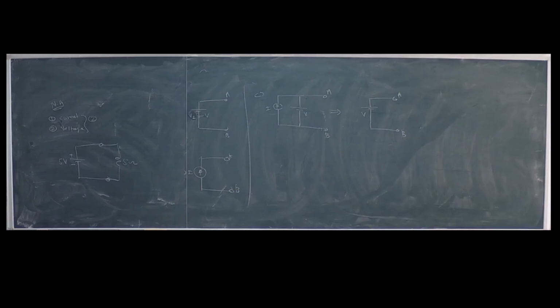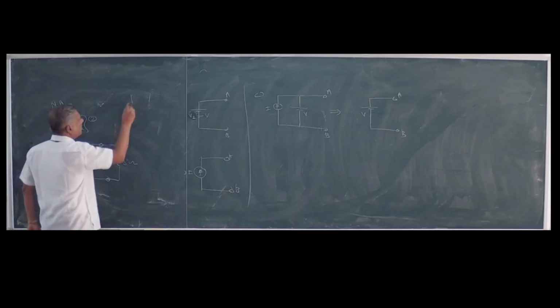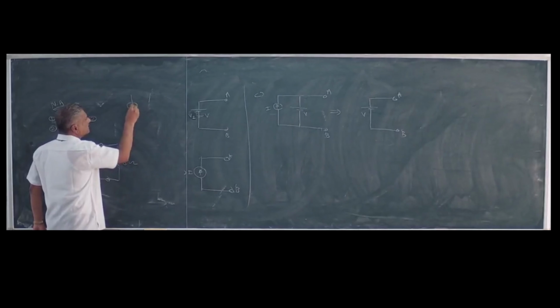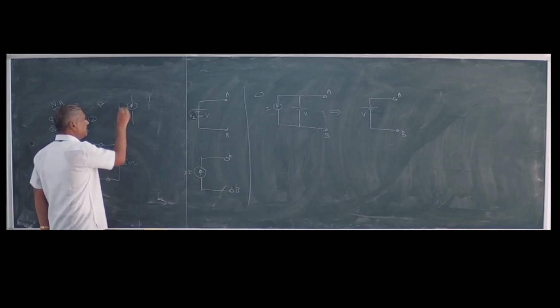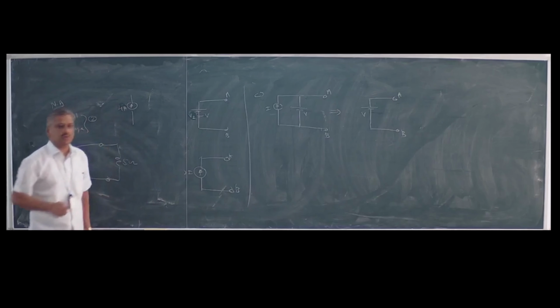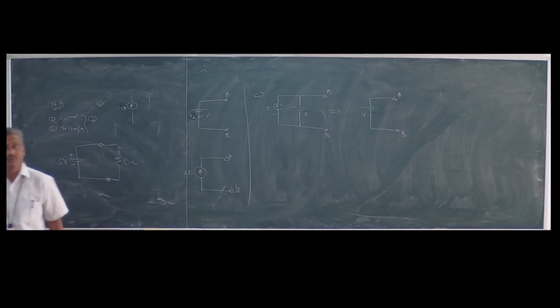Similarly, in case of the current source, this I is the current, or 4 ampere is the current. In case of the current source, we know the current flowing through the current source, but we don't know the voltage across the current source.